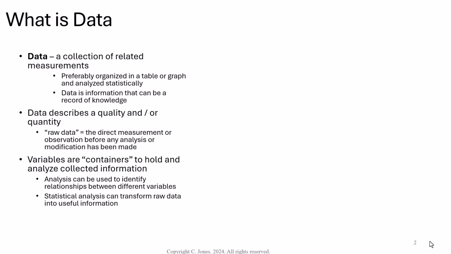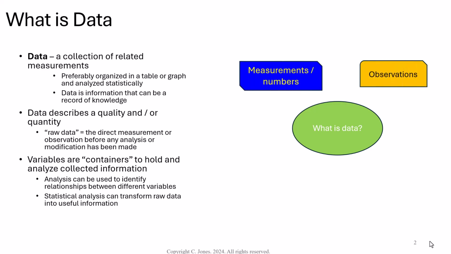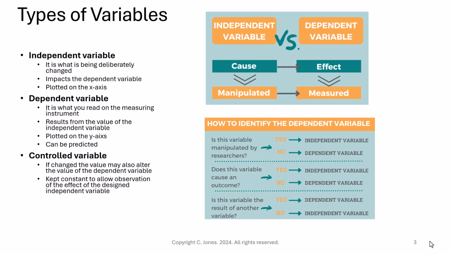Okay. Variables, you can kind of consider a variable as a container to hold and analyze the collected data. And then what we're going to try to do is use analysis, usually statistical analysis, to identify relationships between the different variables. So when we again look at what is data, it's measurements and numbers, it's observations, and we take those measurements, those numbers, those observations, and we summarize them in graphs and tables and charts to make it easier to try to understand how the different measurements that we make, different variables, are related to one another.